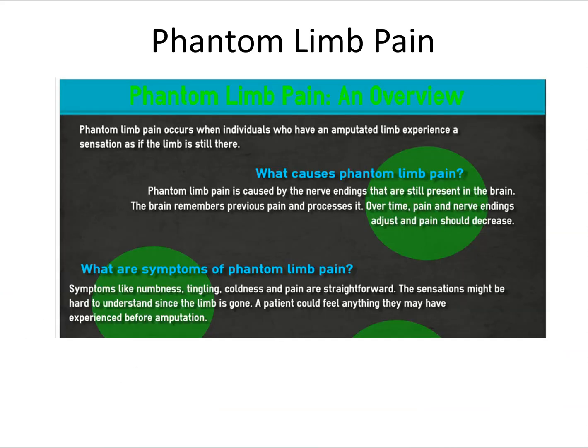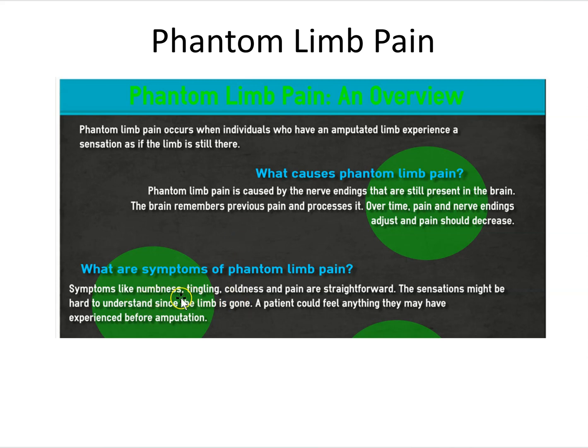Phantom limb pain is just what it sounds like. You have a limb that's been amputated and the patient has pain or feels like the limb is still there. They don't know exactly what causes it. There's something going on with the nerve endings where the brain is still perceiving a limb or something being there. So they think it's kind of like the brain remembers the previous pain, because if you have significant pain before the amputation, you're more likely to have the phantom limb pain.